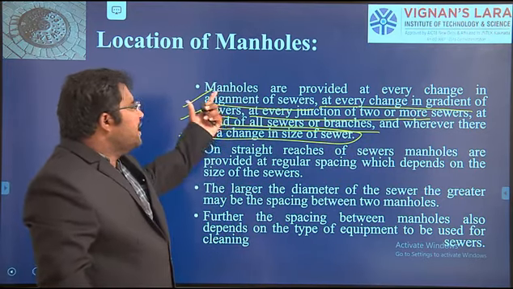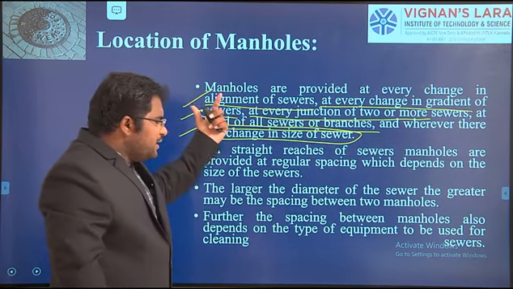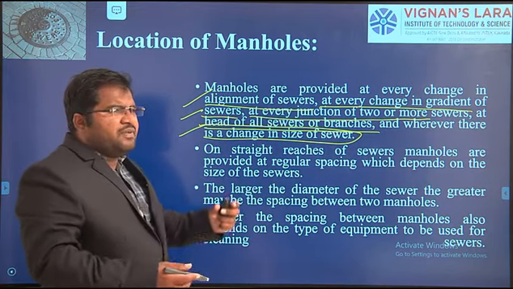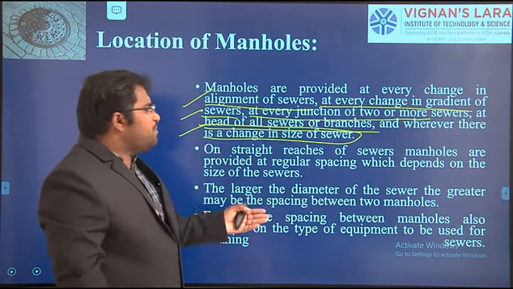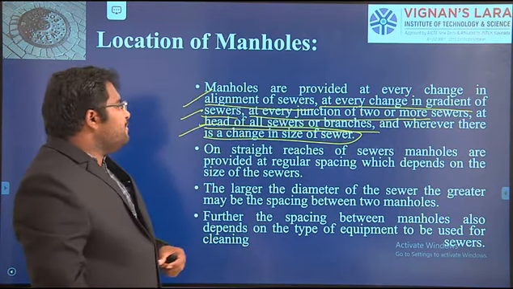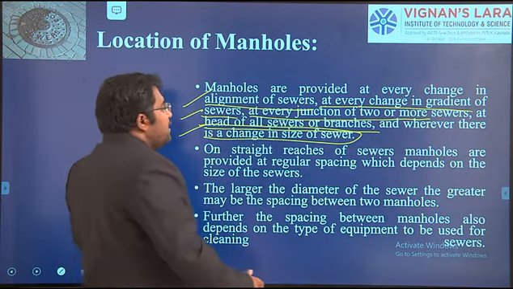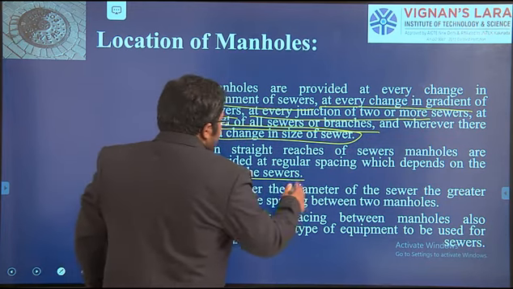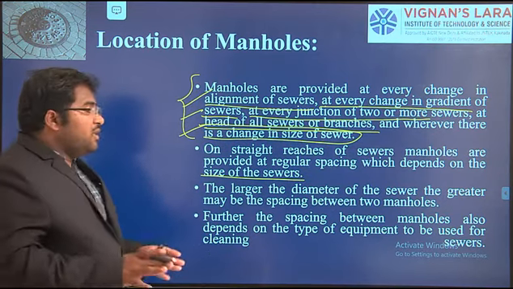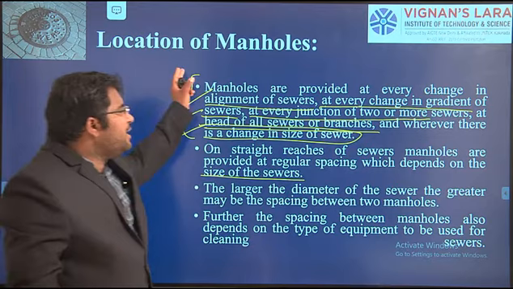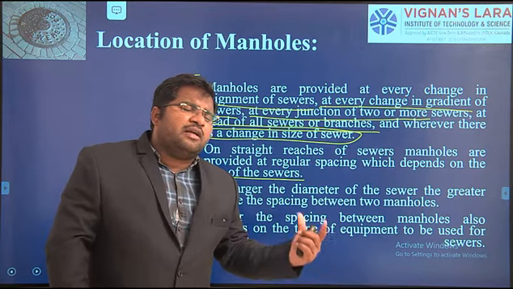Whenever there is a change in the alignment, whenever there is a change in the gradient, whenever there is a junction of so many pipes, whenever the change is from a small sewer to a big sewer, or a junction of branch pipes, everywhere we are going to construct the manholes. Next, on straight reaches of sewer, manholes are provided at regular spacing which depends upon the size of the sewer. All these conditions we already covered, but if there is a straight sewer without any of these situations, there we have to construct a manhole at regular intervals.